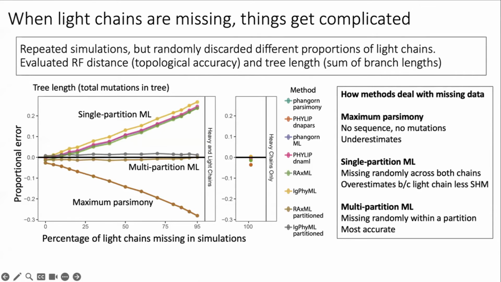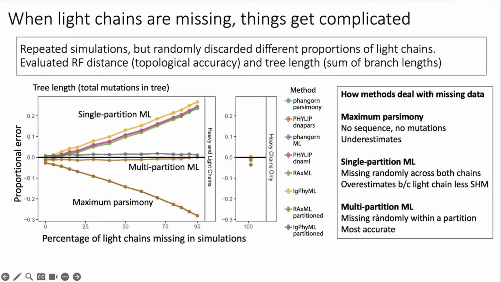And these results are explainable based on how these methods deal with missing data. So maximum parsimony is always just trying to minimize the number of mutations. So if there's no sequence, there's no mutations, and it predictably underestimates the total branch length. In single partition maximum likelihood, it assumes that sites are missing randomly across both chains because it considers them to be part of the same gene. And because of this, it effectively imputes mutations into the missing light chains at a similar rate as the heavy chains, and that causes it to overestimate the branch lengths.